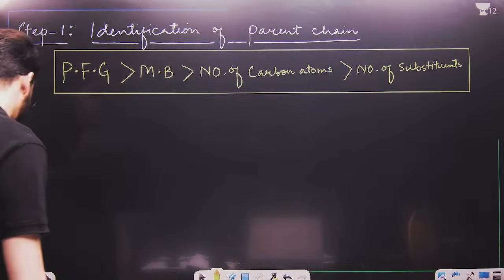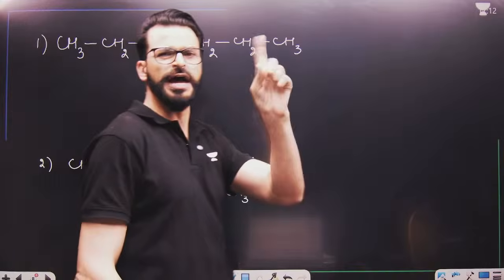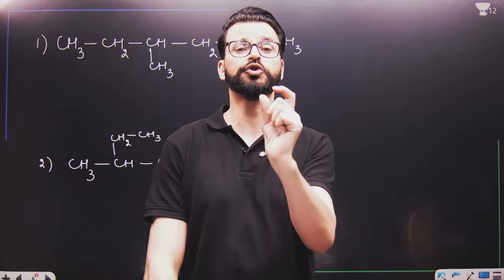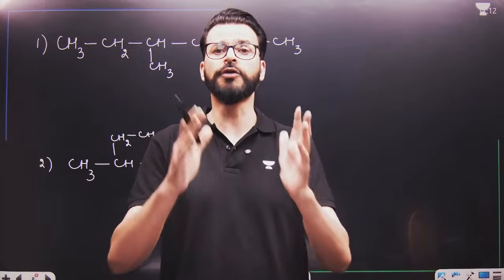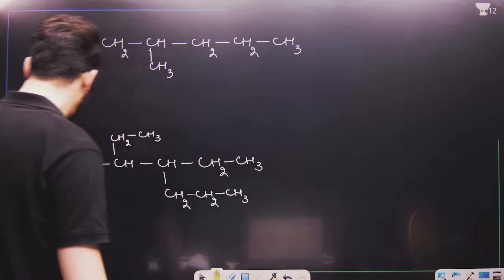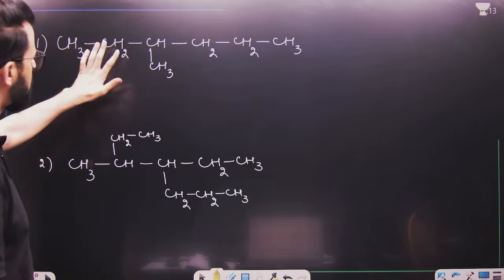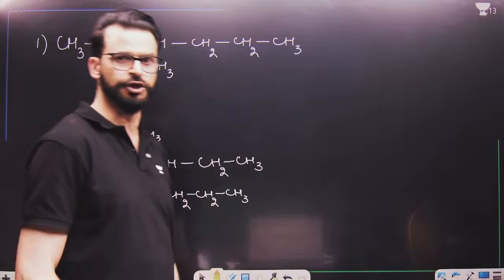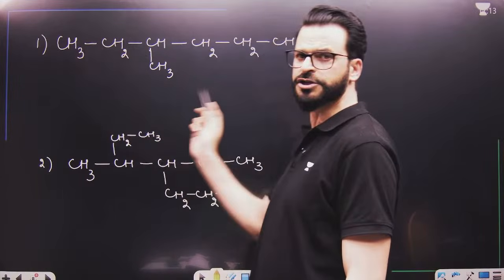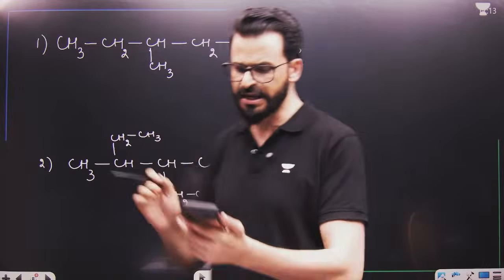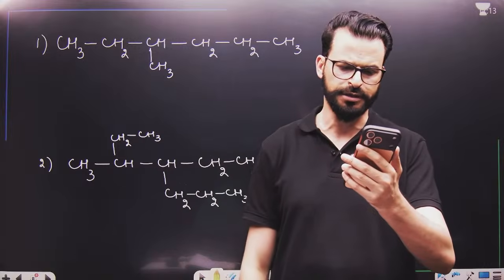Now, for example, there are a few compounds. First of all, there is a compound. You don't have to write down the name first. You have to identify parent chain only. Sir, how to identify parent chain? First of all, look towards this compound and find out the principal functional group. Now tell me, is there any principal functional group present or not?